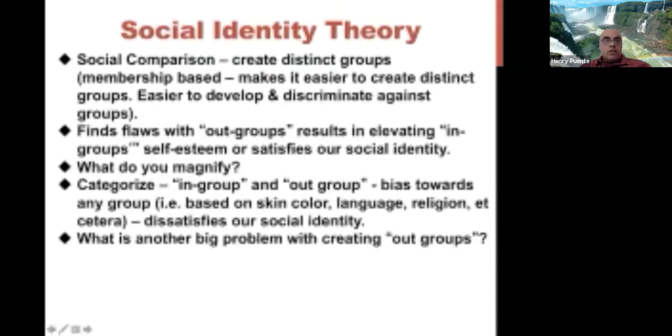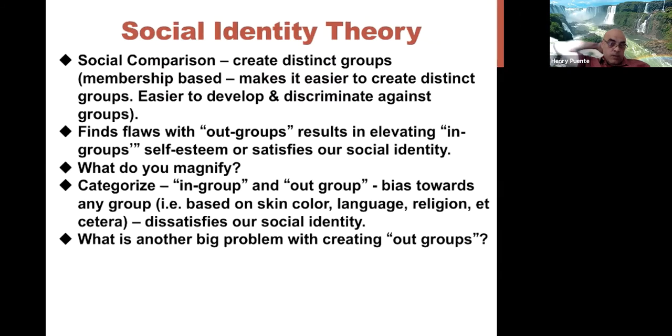Okay, so let's finish up talking about social identity theory. We left off on talking about what was another big problem with creating outgroups. Really, probably the worst thing that you can possibly do once you create outgroups is that they eventually become scapegoats, right? You scapegoat them, and so you blame outgroups for any sort of social ill.